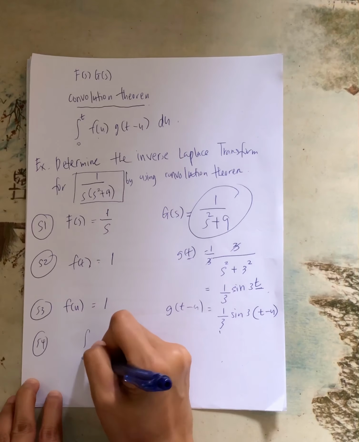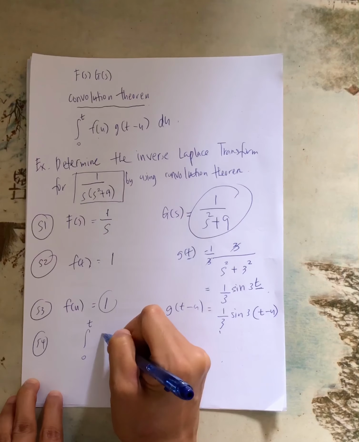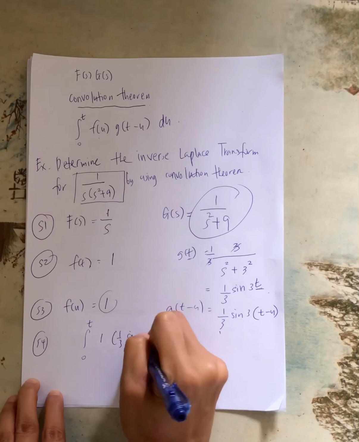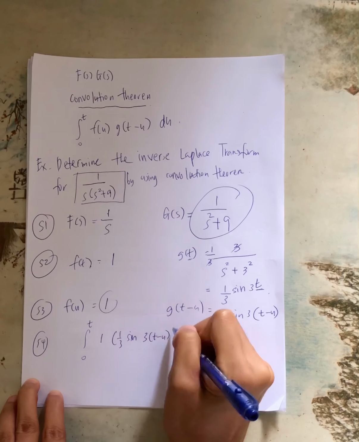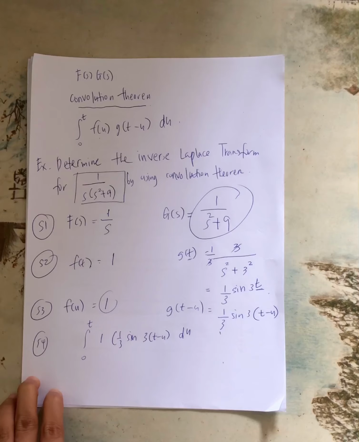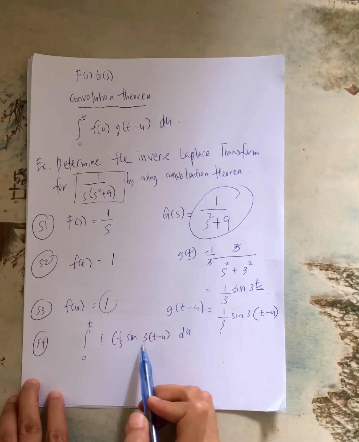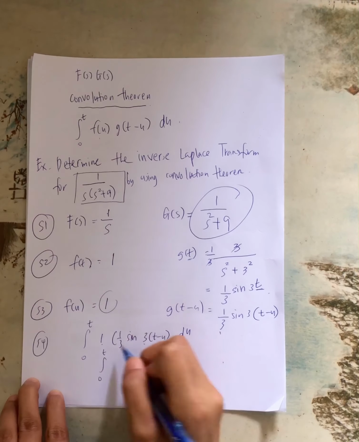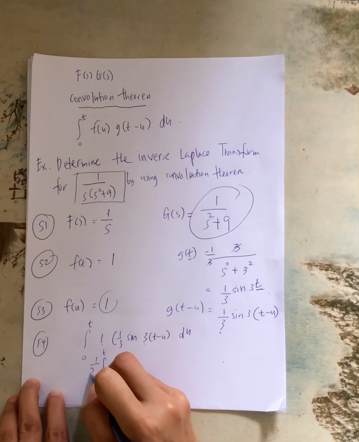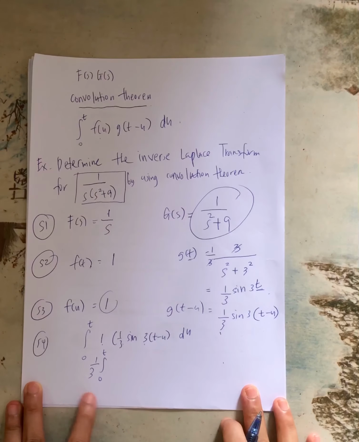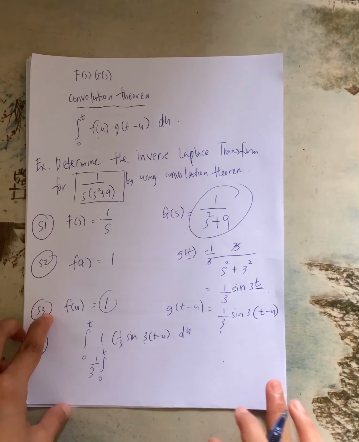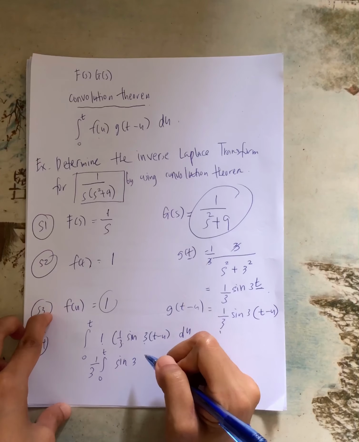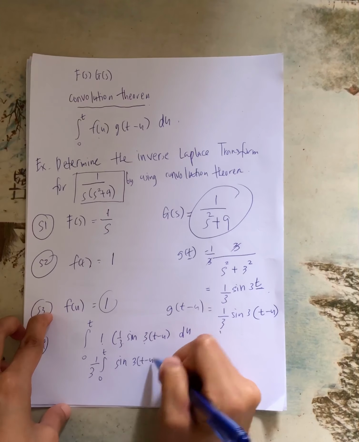Now step number 4 is to substitute back into the formula. The integral from 0 to t, where your f(u) is 1 and your g(t minus u) is 1 over 3 sine 3(t minus u), integrated with respect to u. So 1 times that is itself. The 1 over 3 you can take out of the integrand, and you leave it with sine 3(t minus u).